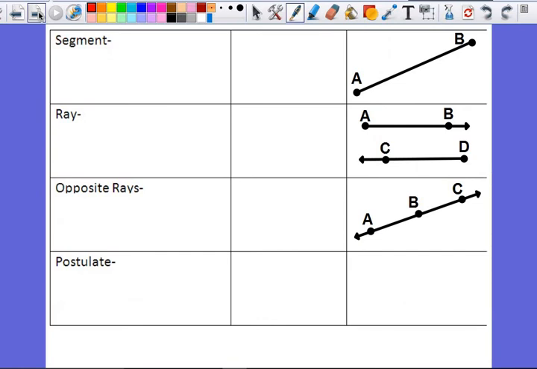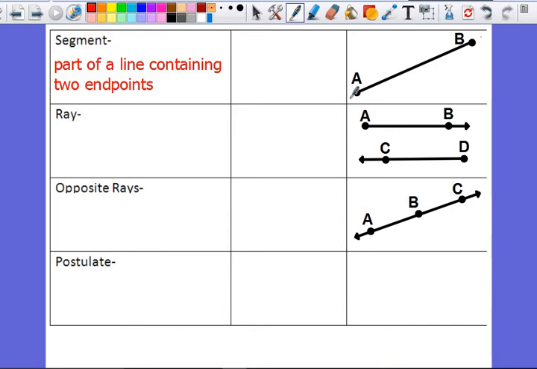Next up, we have a segment. A segment, by definition, is part of a line containing two endpoints. So you'll see over here to the right, it's like a line, but it does not have an endpoint. It does not have arrows on either side saying it's going on forever and ever. So it essentially makes sure that it stops, all right?